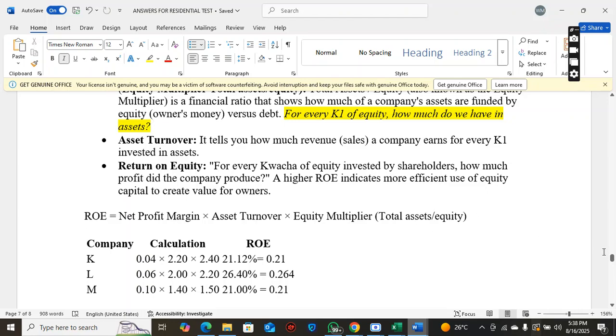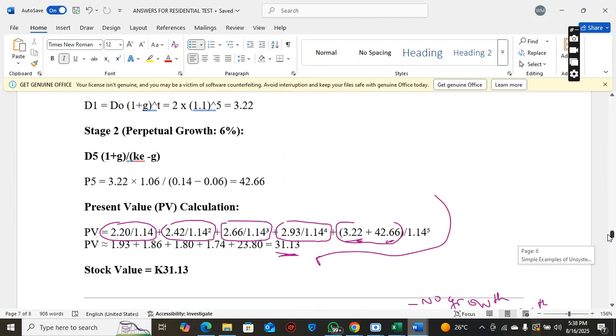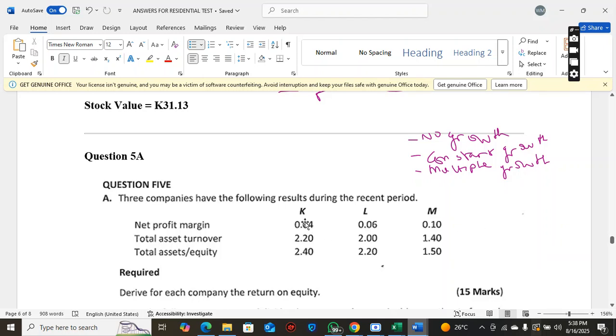So as I said, for the return on equity here, just know if you see this question, you're just multiplying all these values: 0.04, 2.2 times 2.4, 0.06 times 2 times 2.2, and 0.1 times 1.4 times 1.5. That's how you get your return on equity.